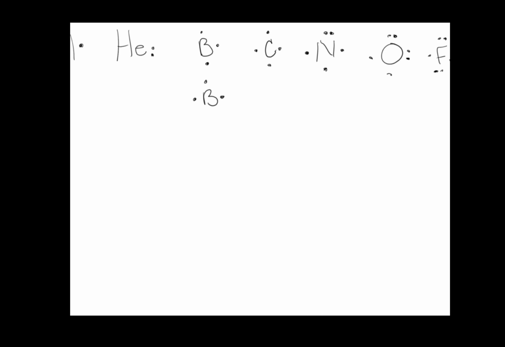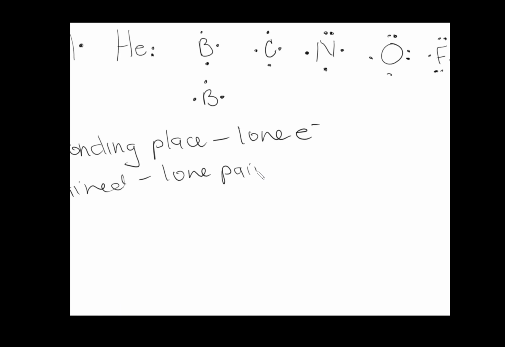Now, I use the terminology bonding places. So how many good bonding places do each of these atoms have? And for me, a bonding place is a loner, a lone electron. If they're paired, this is called a lone pair, and those are not available to easily make a bond. All right, so how many good bonding places does this boron have? It has 3 good bonding places.